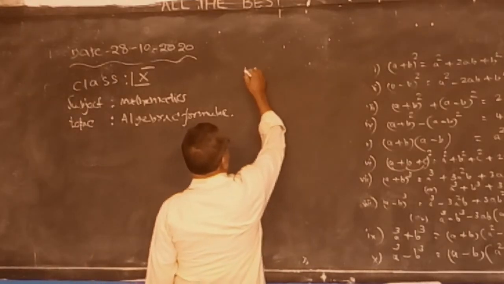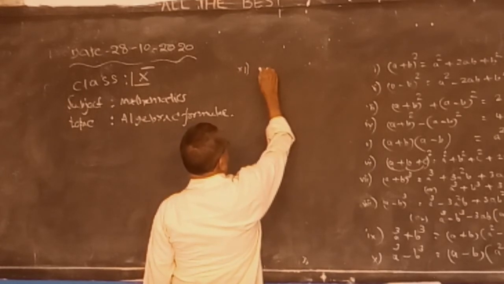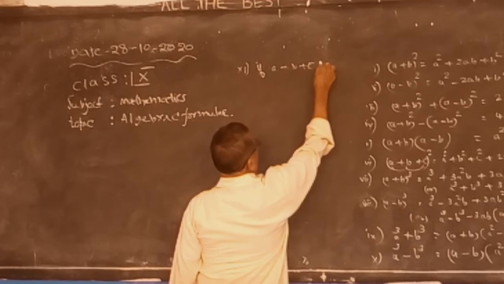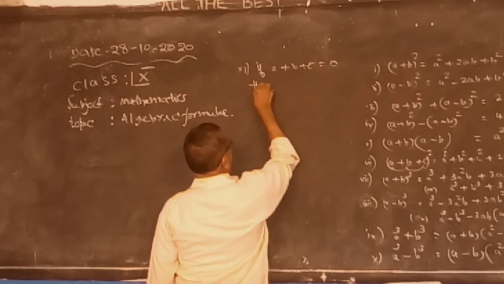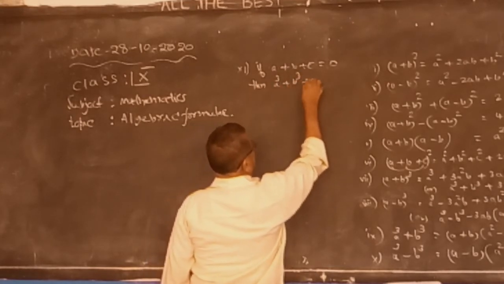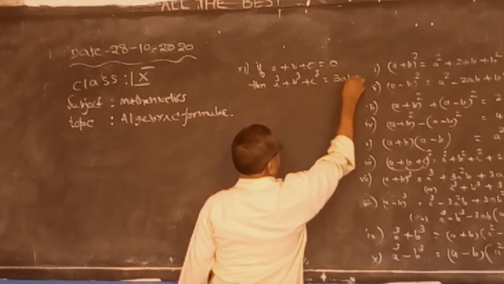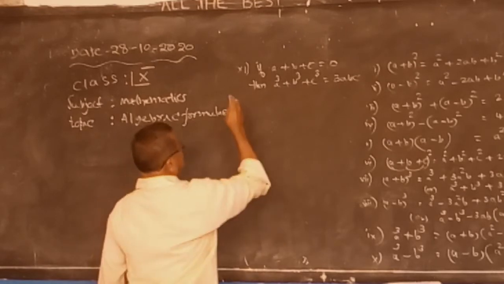And 11th, if a plus b plus c is 0, then a cube plus b cube plus c cube is equal to 3abc. These are all important formulae in practice.